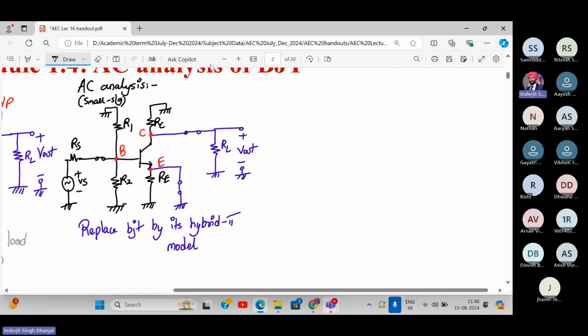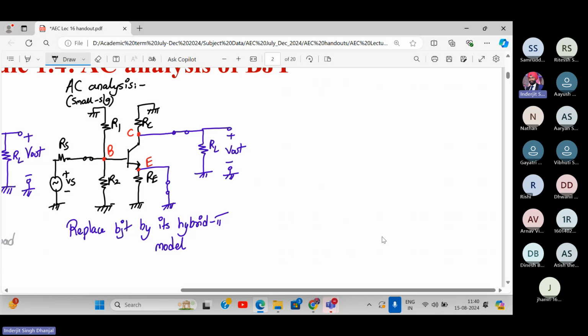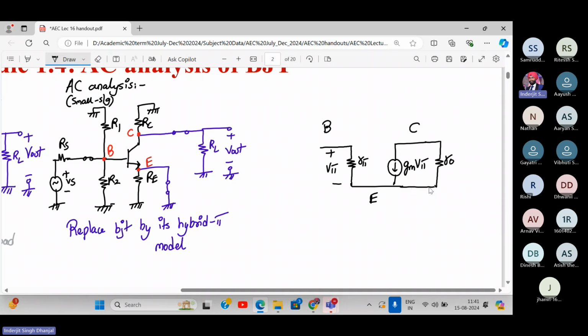So first we draw the hybrid pi model. The hybrid pi model is as follows. Here you have, first draw the base, then the collector and emitter. Between base and emitter, we have resistance R pi, the internal resistance of the BJT. Between collector and emitter, we have a current source, which is representing IC, which is gm times V pi, where this is plus minus V pi. Okay. And between collector and emitter, to include the early effect, we have the output resistance of the BJT, which is RO. All right. And this is my emitter terminal. This is my hybrid pi model.